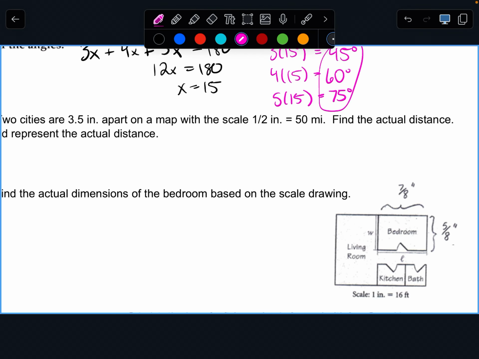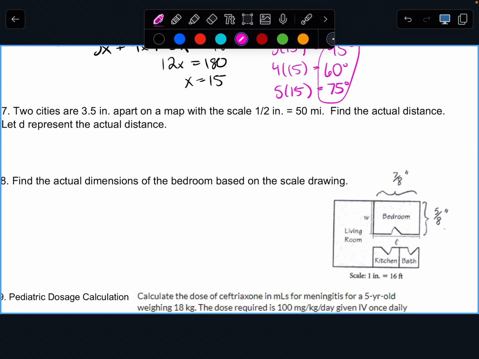Okay, this one, some of you could just figure out without doing much math. Two cities are 3.5 inches apart on a map, and 1.5 inches is 50 miles. Find the actual distance. This is your generic scale problem. So what I do is I use the ratio. I just make sure my units match.